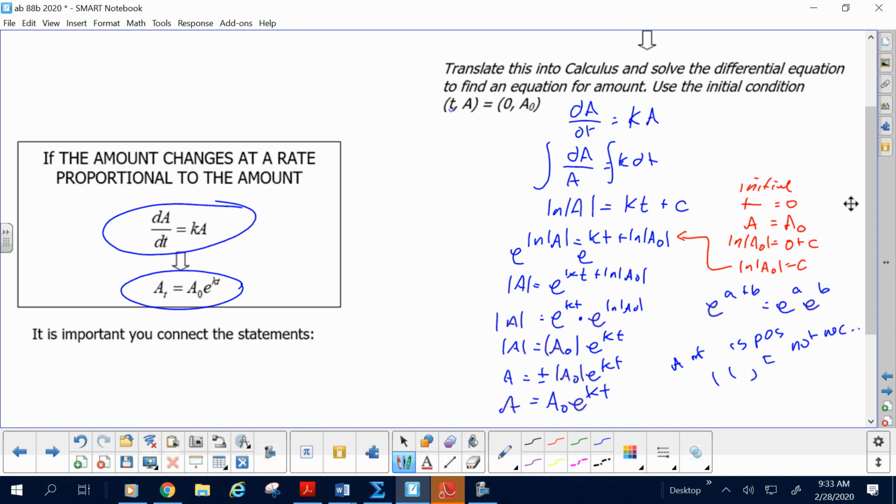Now, it is very important that you, first of all, connect those two ideas. That differential equation yields that equation so that you don't have to do this every time. If I get dA dt equals 3A, oh, boom, that's exponential growth with a k of 3. If I get dy dt equals 2y, oh, boom, exponential growth with a k of 2. If I saw a rather weird notation, but it is the same, y prime equals 0.02y, exponential growth with a k of 0.02. You with me?